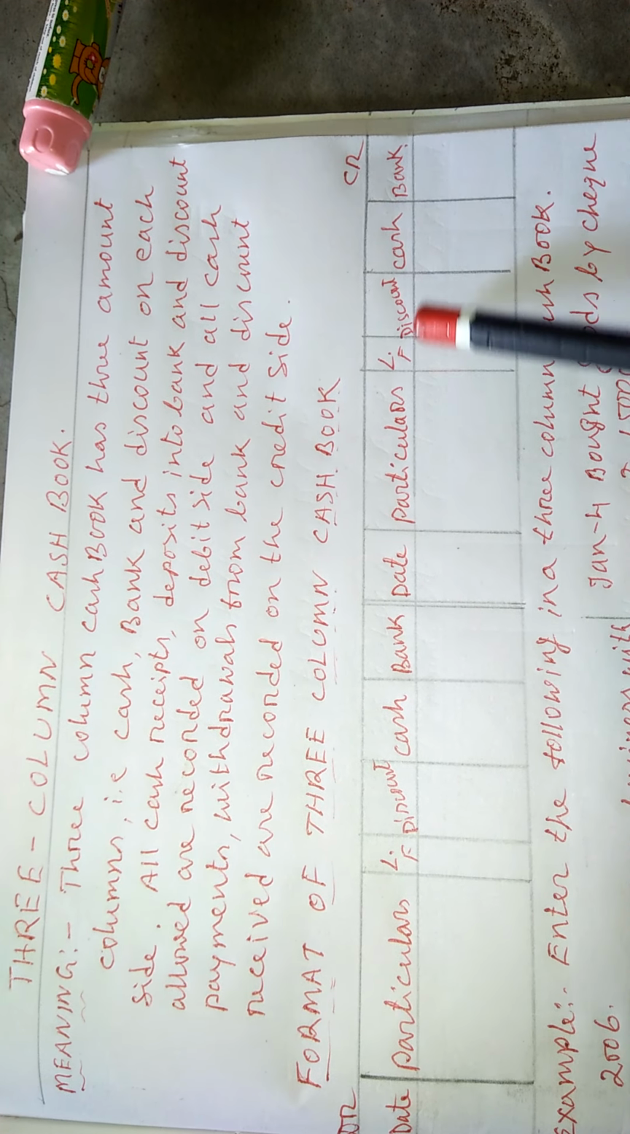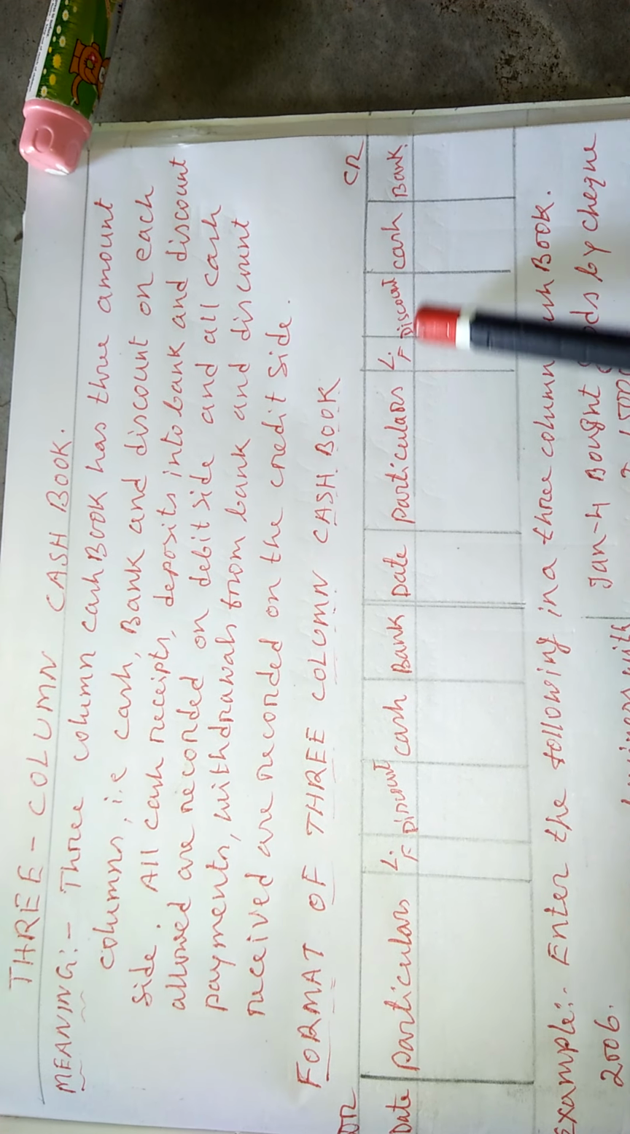Now let us see how to record these. See, debit side, credit side, three column cash book of dash dash dash, because if the name is not given, we write dash dash. If the name is there, whose cash book we are preparing, we have to write it down. Then the date column, particulars column, ledger folio, discount, cash and bank.